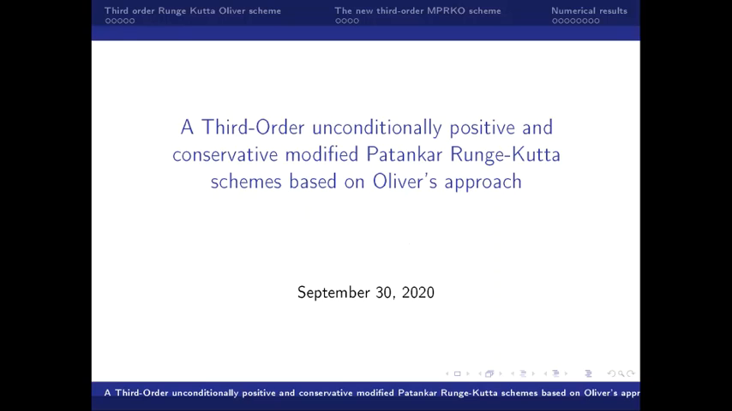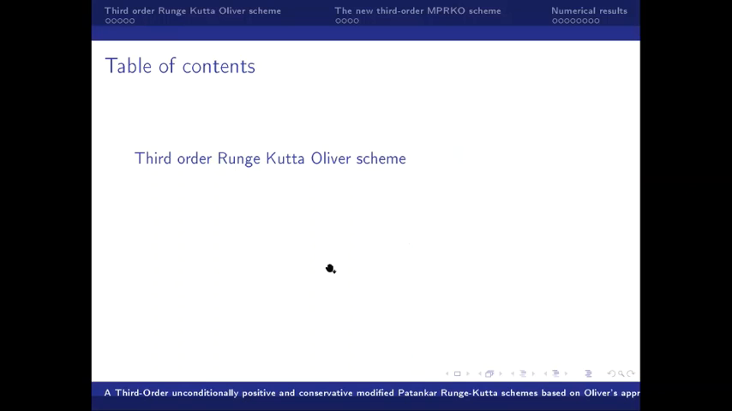Okay, I will talk about a zero order scheme. The new scheme is called a zero order and conditionally positive and conservative modified Patankar-Runge-Kutta scheme based on the Oliver approach. I will talk about three topics. First topic, zero order Runge-Kutta Oliver scheme. Next, the new third order modified Patankar-Runge-Kutta Oliver scheme. Finally, numerical results.